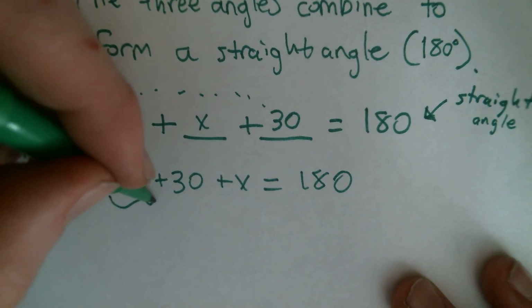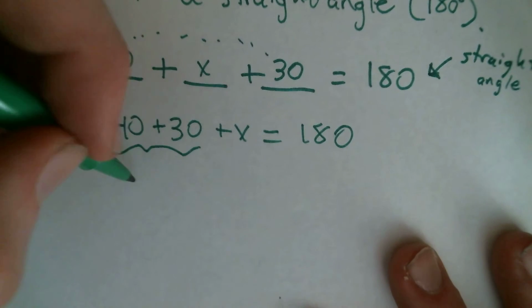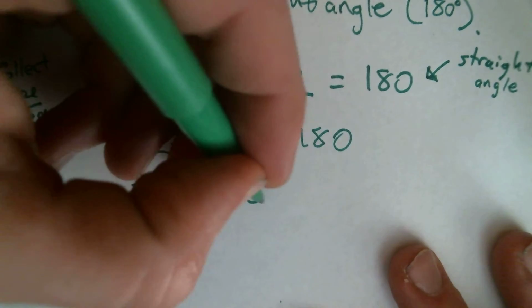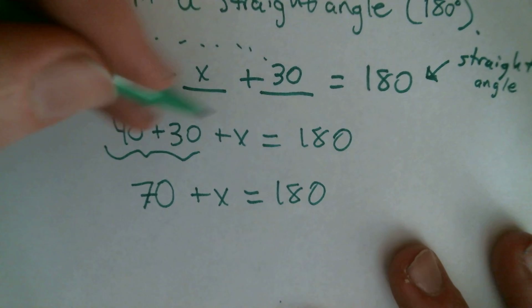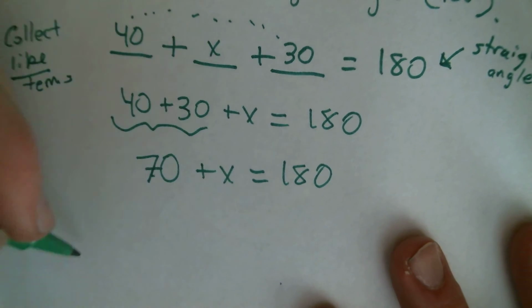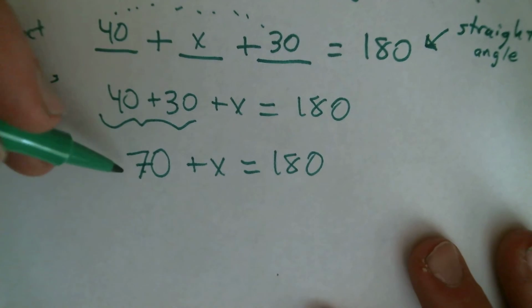So here I know 40 and 30 makes 70. I haven't done anything to the other side. I haven't moved anything around. All I did was combine stuff. I know 40 plus 30 is 70. And so now I just have to get x by itself somehow. So think about, how could I get this by itself?